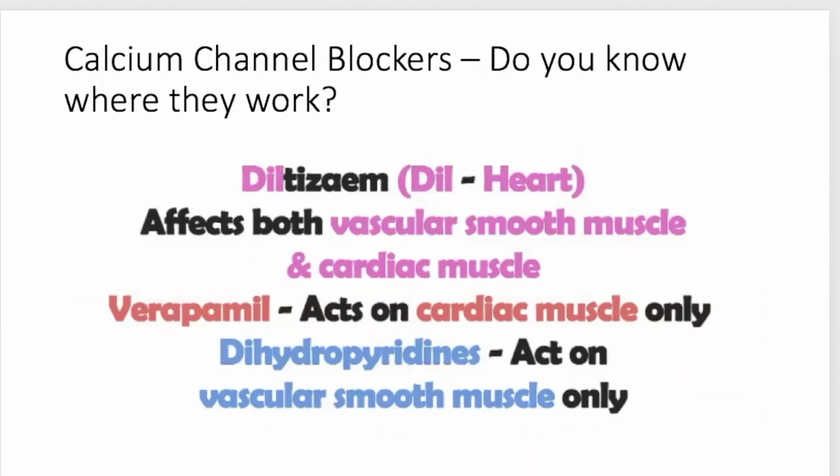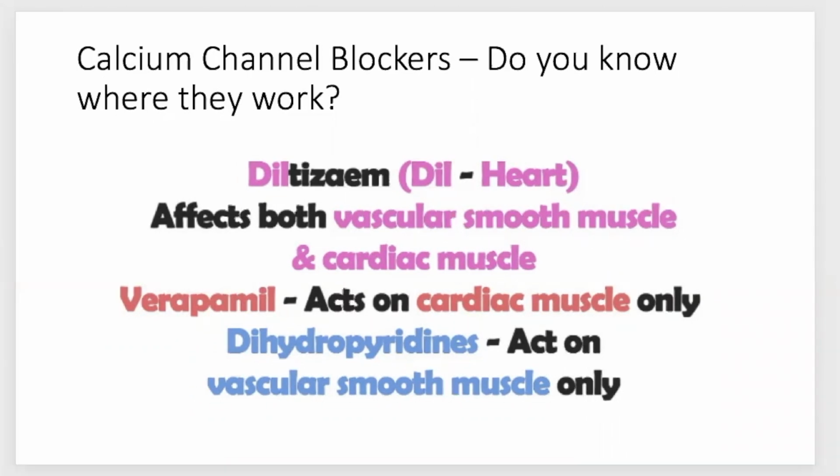So diltiazem is a benzothiazepine calcium channel blocker. This one focuses on slowing down the SA and AV node conduction, often used for atrial fibrillation, atrial flutter, and it can be used alone or in combination with other drugs such as ACE inhibitors. So this will affect both vascular smooth muscle and cardiac muscle.